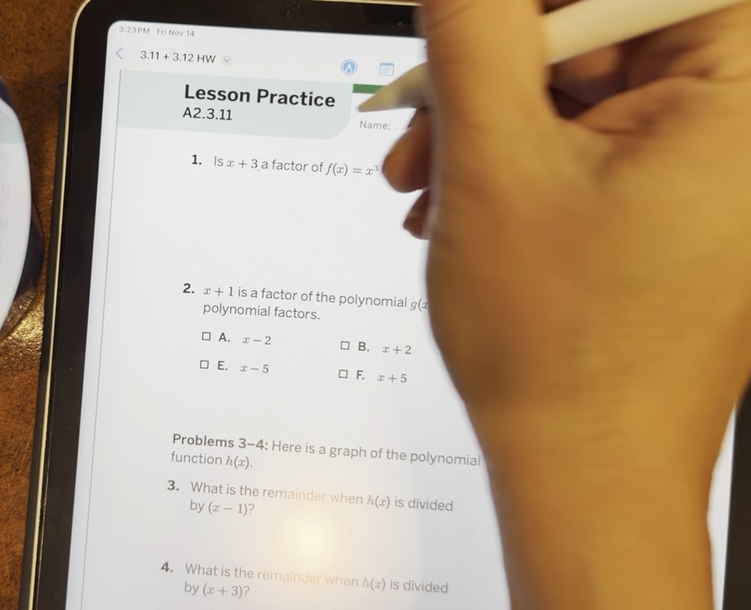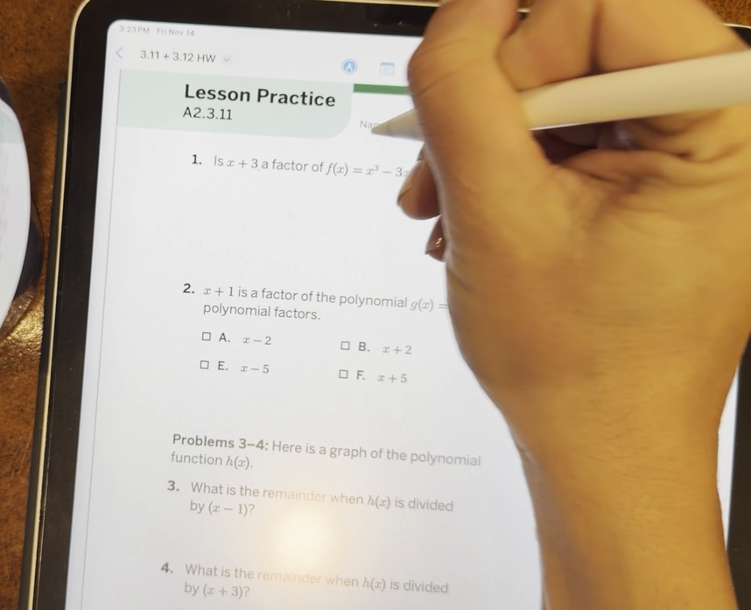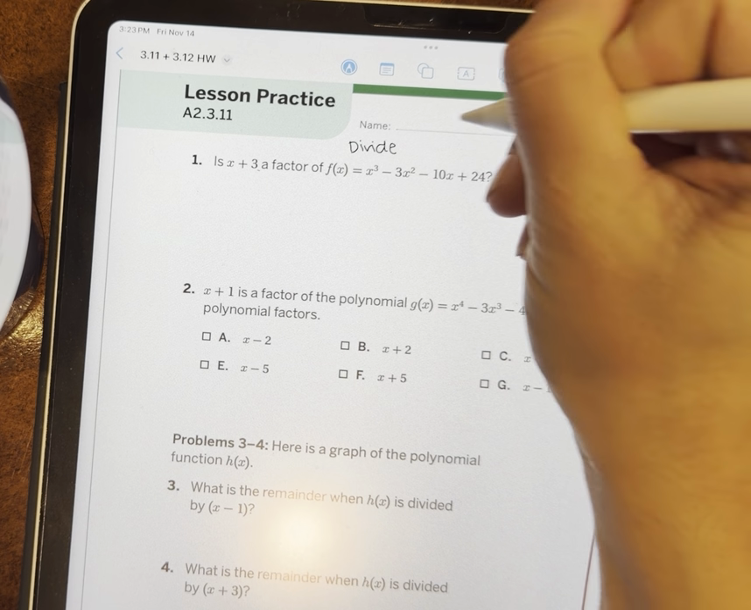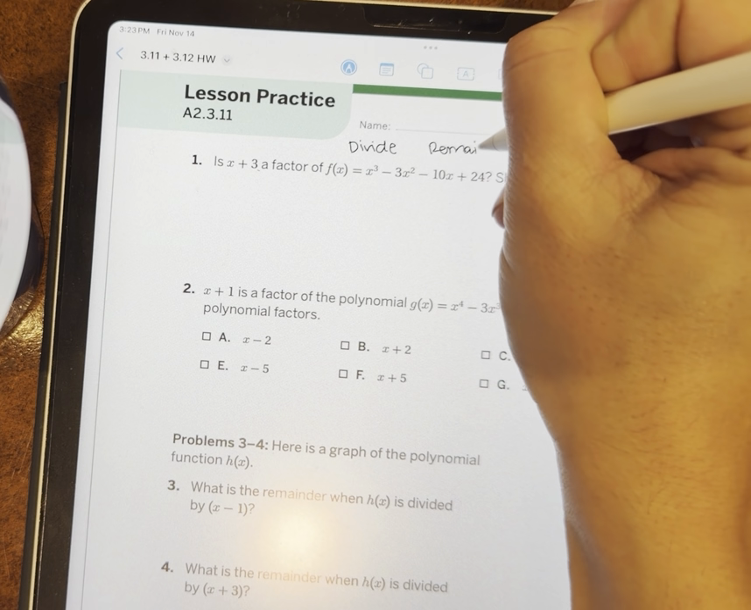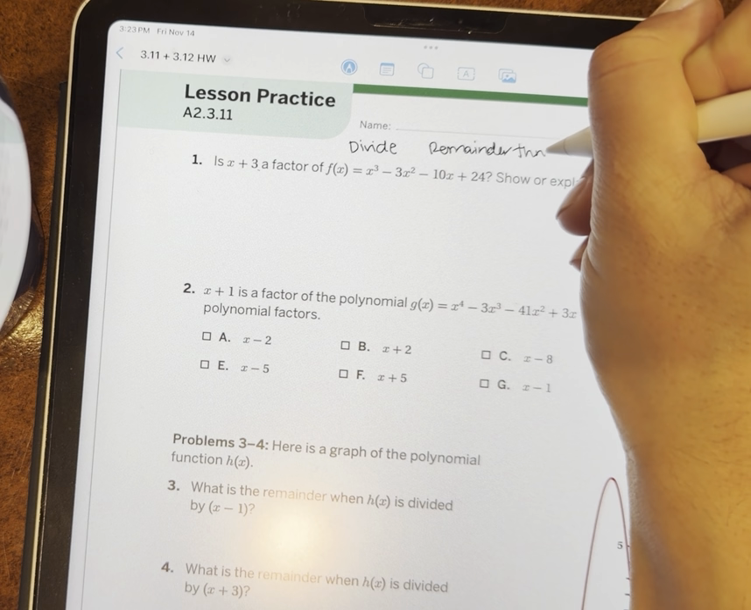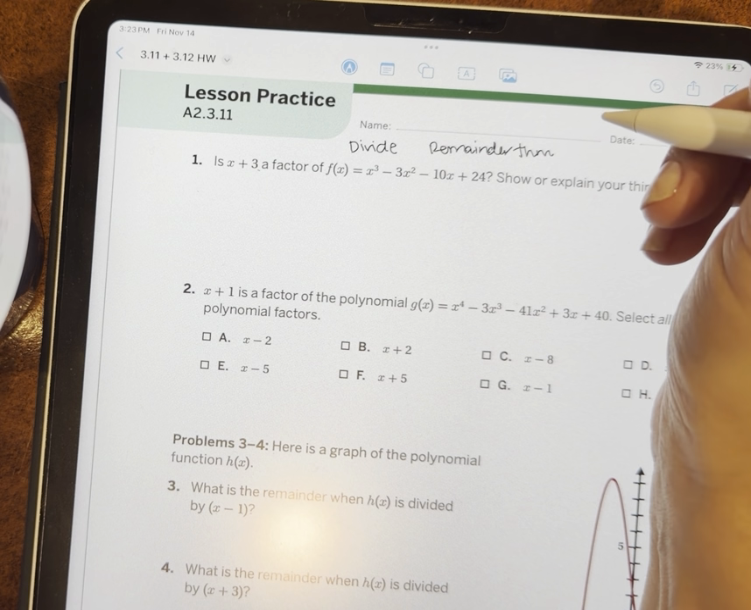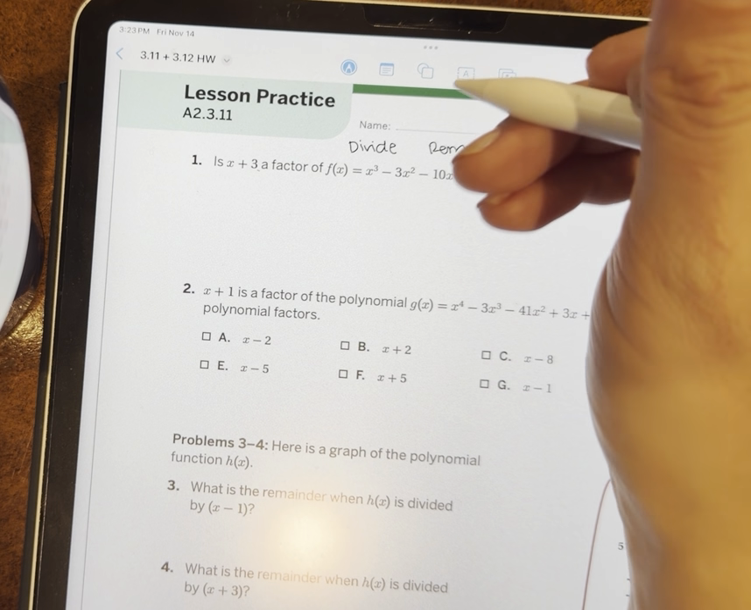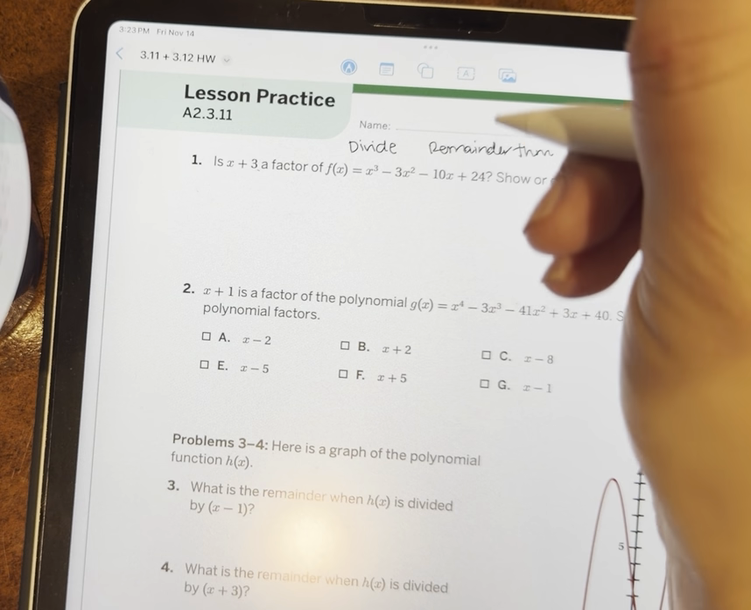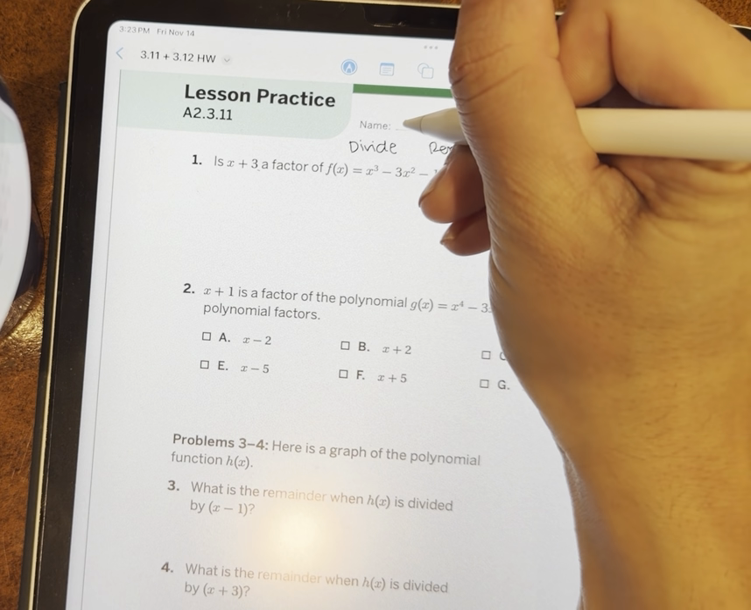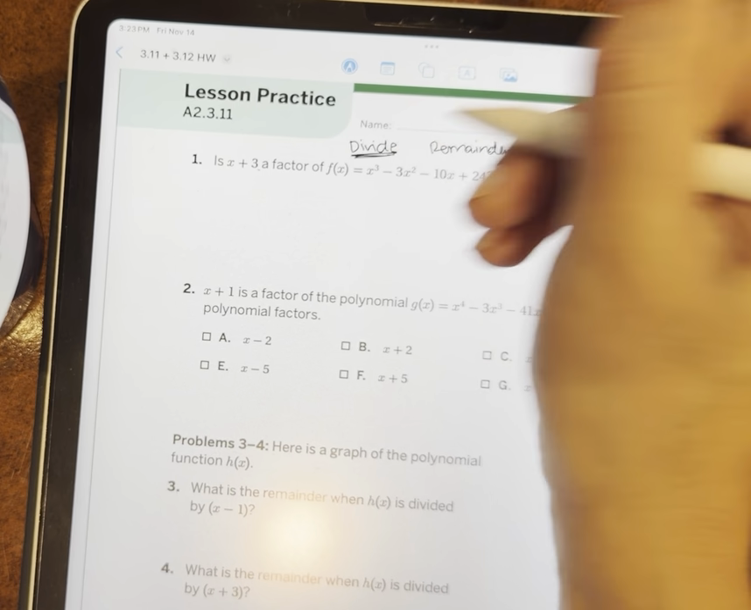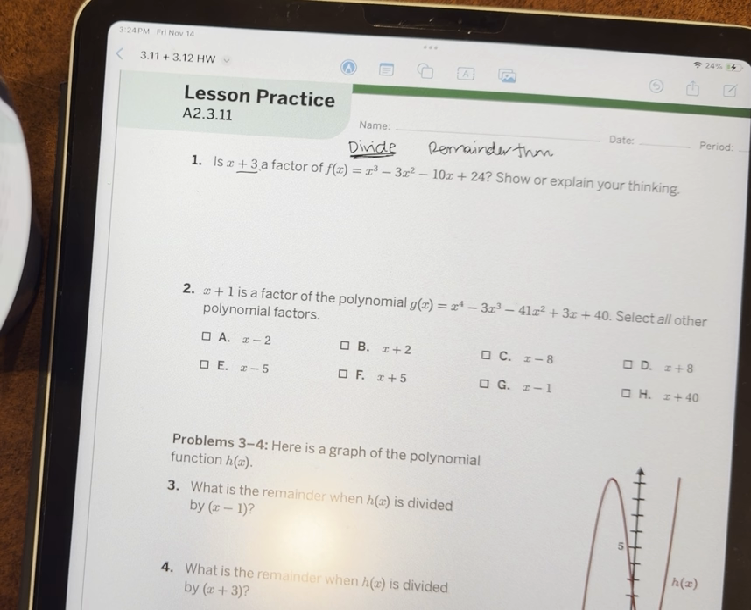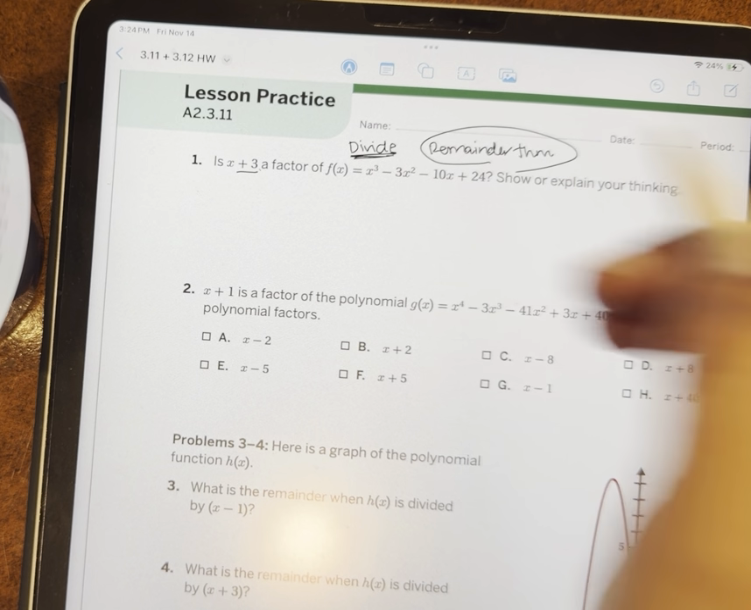You guys, you got options here. We can either divide, or we can use the remainder theorem. In my opinion, they're not too different, okay? However, the big question is, do I need to find more factors? If you do, divide. But if you only want to check if this is a factor and nothing else is going to be coming up after that, you can just do remainder theorem.